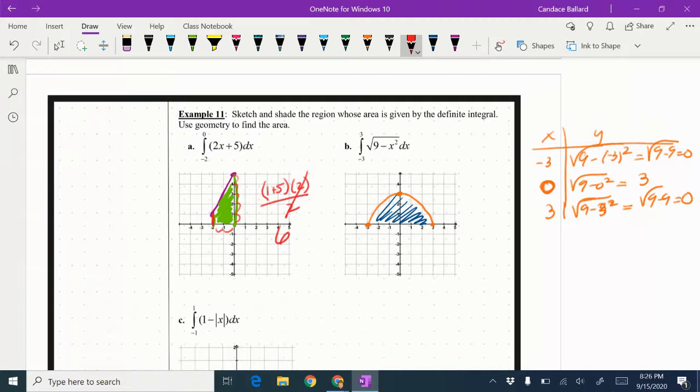This one is a semicircle, so we know that the area would be 1/2 the area of a circle, so 1/2 pi times the radius squared. My radius length is 3, so we would have 9 pi over 2. Okay, let's look at C.